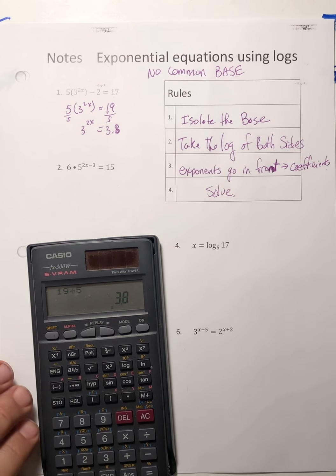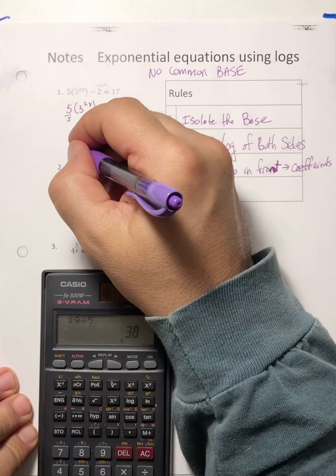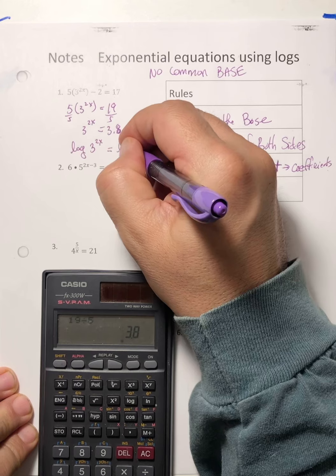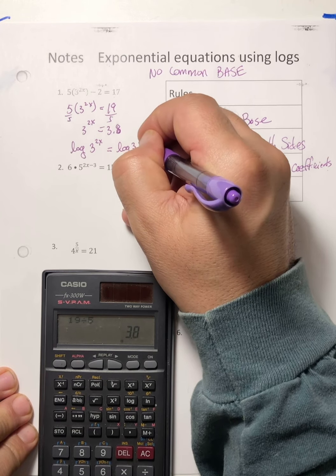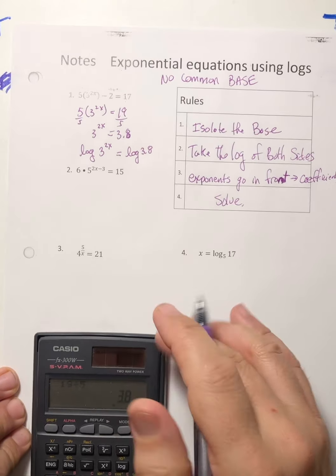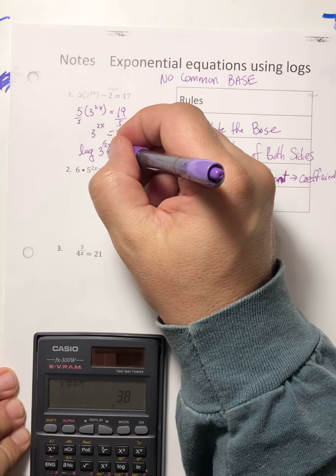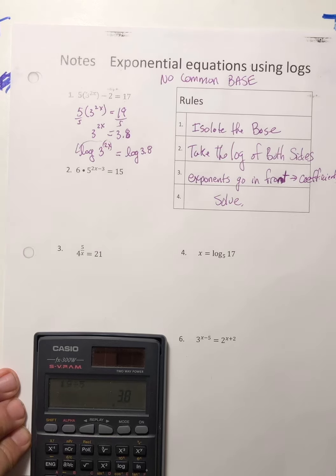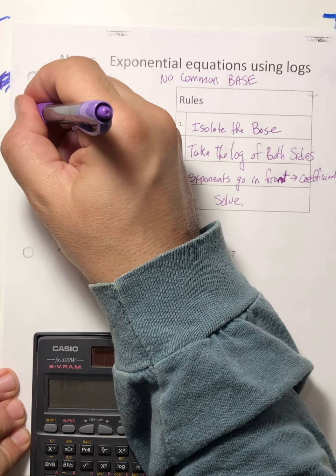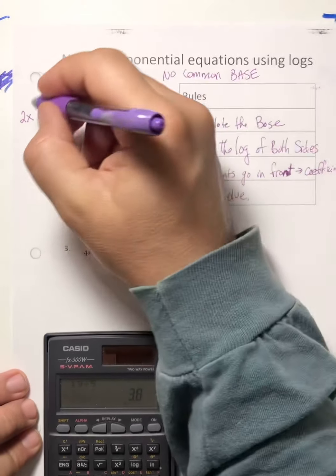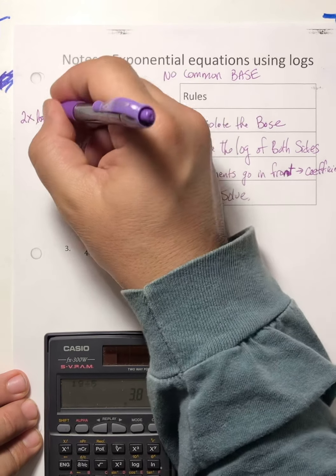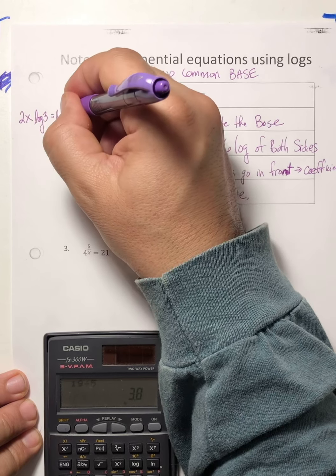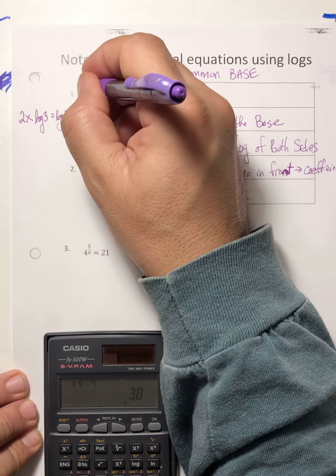All right, so how does that look? We literally take the log of both sides. So I go log of 3 to the 2x equals log of 3.8. And now this 2x, this exponent, goes in front. And of course, I'm running out of room. So I'm going to write 2x log of 3 equals log of 3.8.